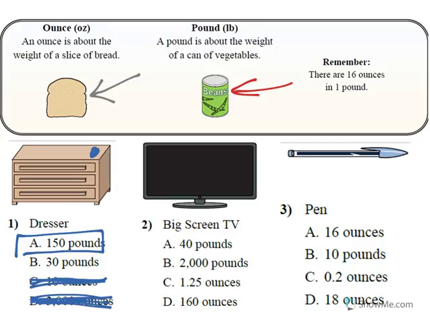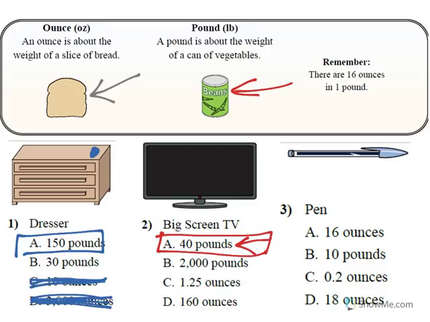So probably you would weigh less than the dresser, so that means the dresser would be 150 pounds. What about this one right here, the big screen TV? What would make the most sense right here? 40 pounds would be the best answer that we have.